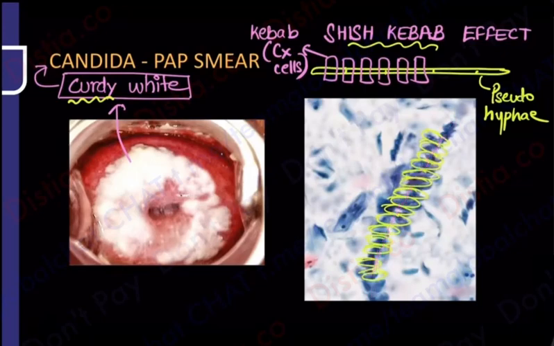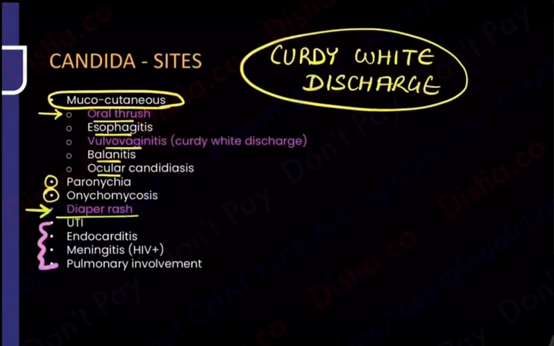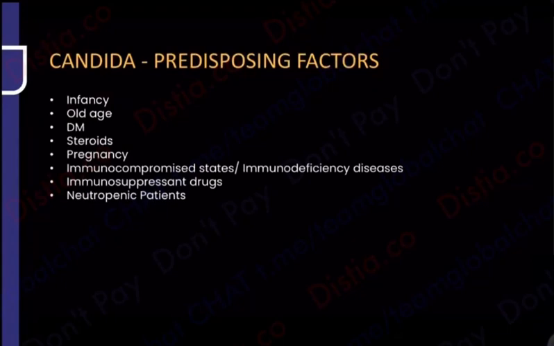Okay, having said that, this is about one of them. Similarly, can you see the same curdy white discharge in the oral thrush, in the diaper rash? Yes, the same curdy white appearance is going to be seen. Having said that, like you said that, this is a part of your normal flora also. So you're going to see this when the patient is immunocompromised. So what are the conditions in which this is going to happen?